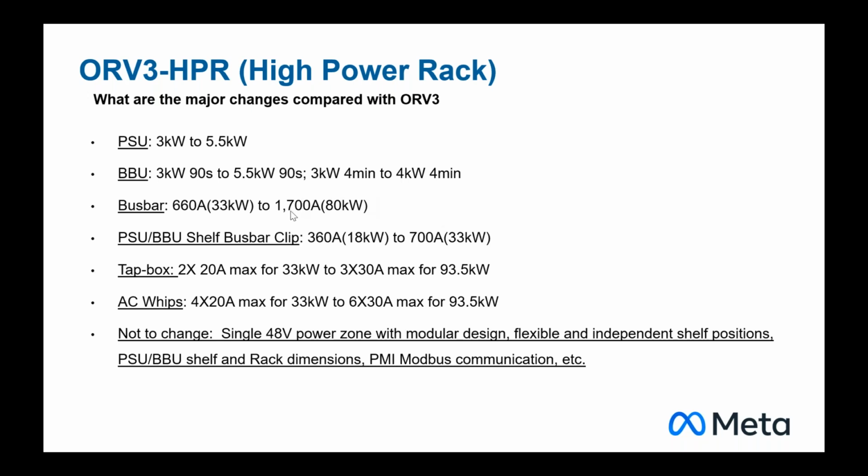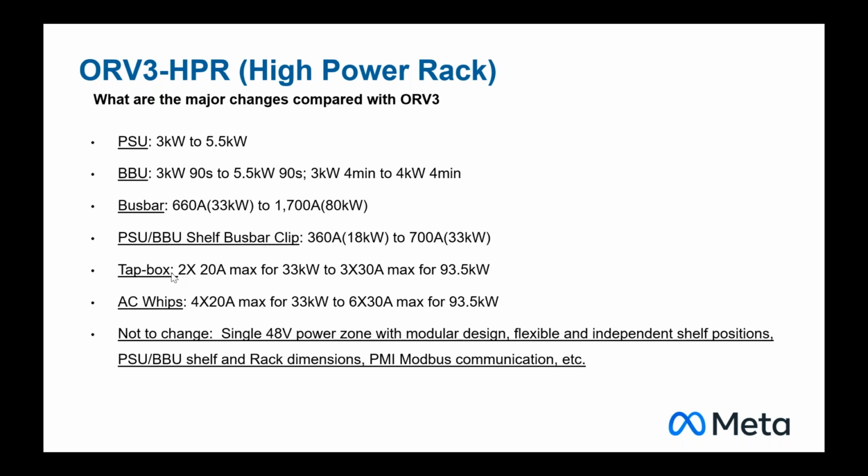It's more than doubled. And the PSU BBU shelf bus bar clip used to be 18 kilowatts per shelf in the 6+0 configuration. Now it needs to be 700 amps to support 6 5.5 kilowatt power supplies.